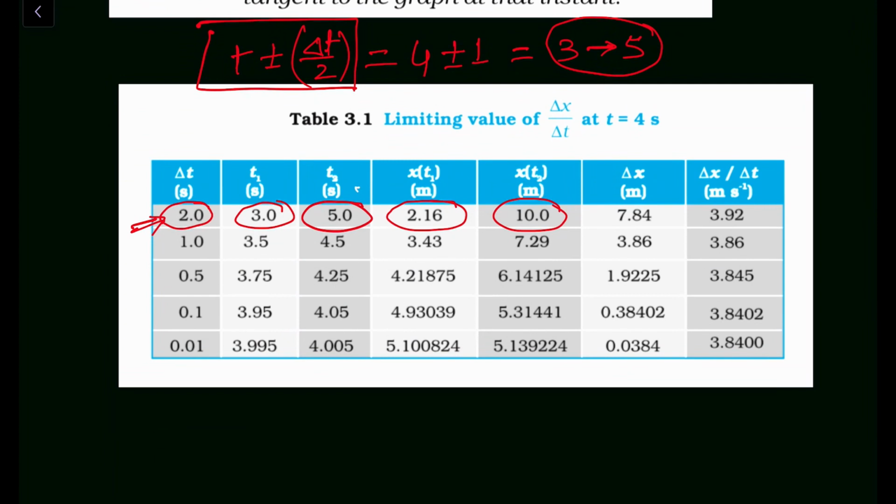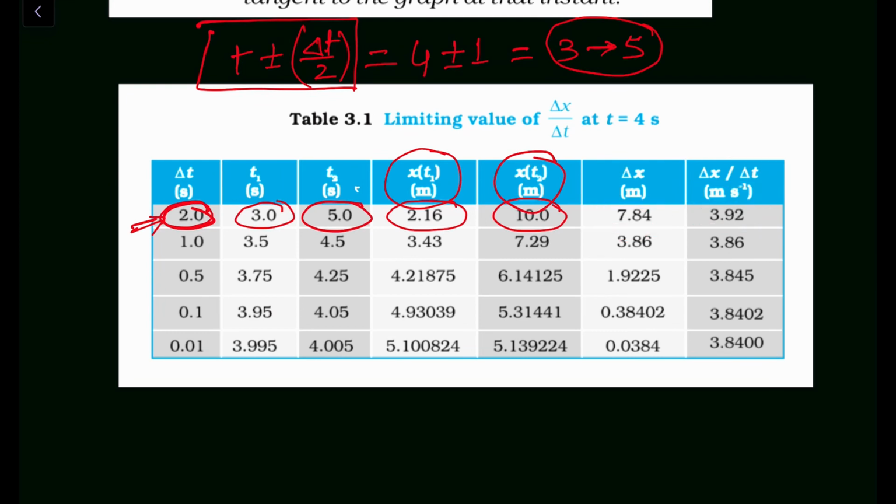So what we have to do: delta x is nothing but x(t2) minus x(t1), where the final position is x(t2) and the initial position is x(t1). So we subtract x(t1), the position at time t1, from the position at time t2. Here we have 10 minus 2.16, which is 7.84. This is the displacement. If we find the average velocity, that is delta x by delta t, delta x is 7.84 and delta t is 2 seconds. Dividing 7.84 by 2 gives 3.92.